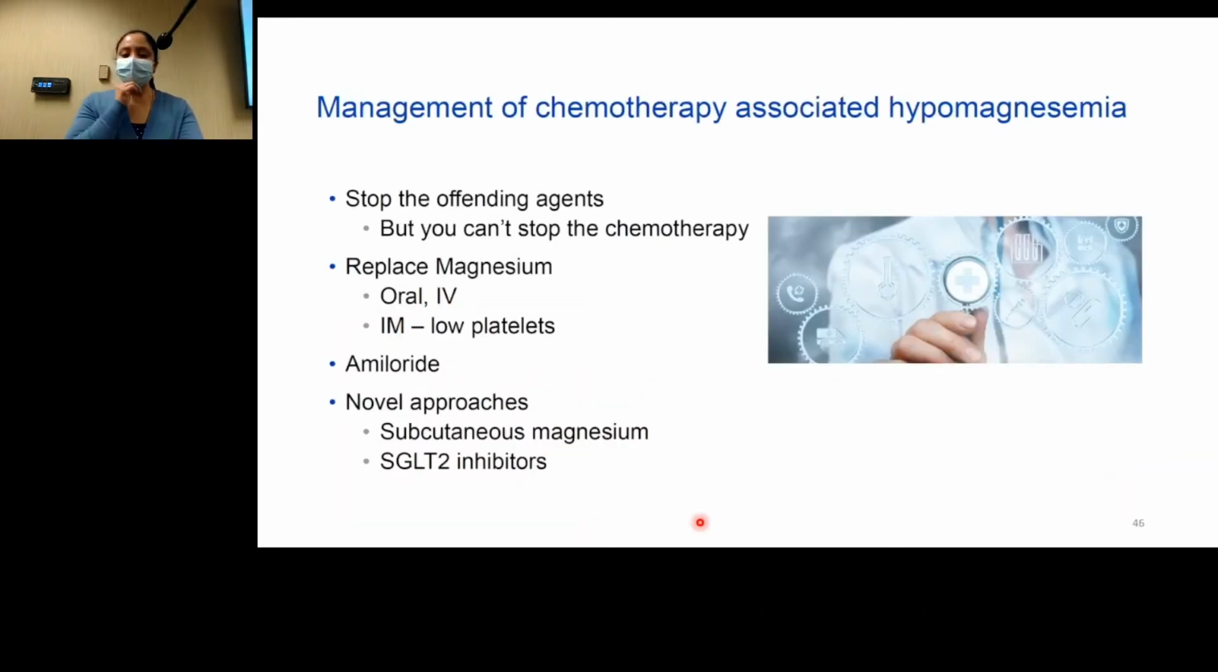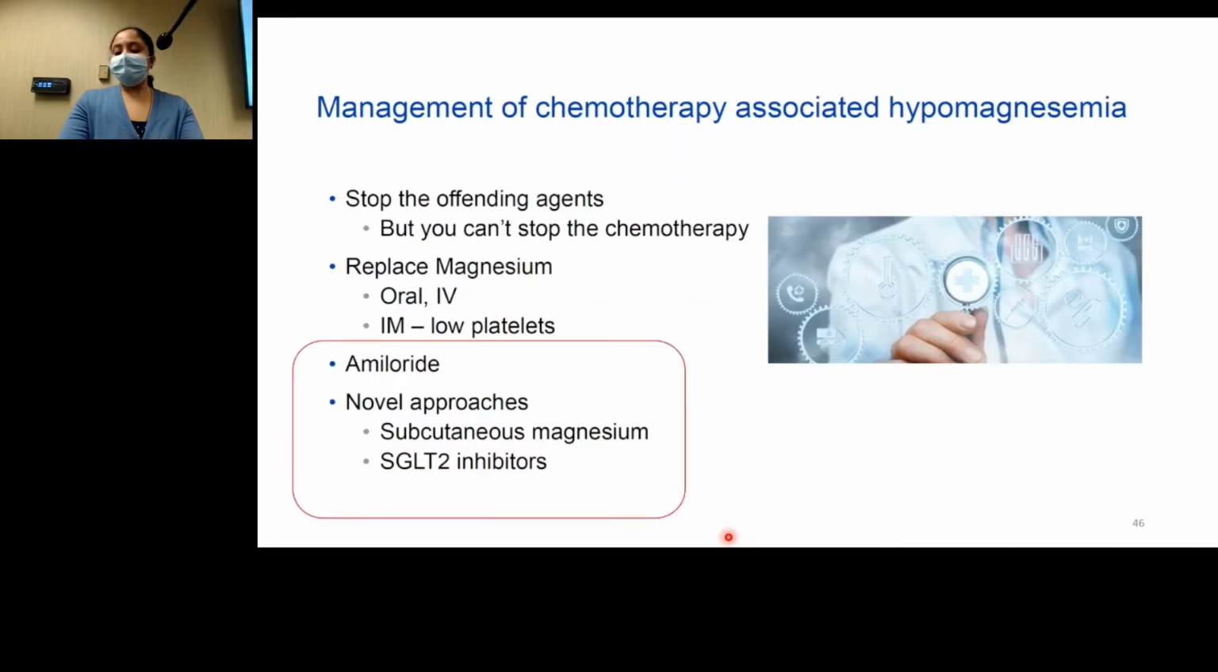And hypomagnesemia, I would say, is the one which I'm seeing more in outpatient referral. Many patients come in asymptomatic and less than 1.5. So management: stop the offending agent, but can't really stop the chemotherapy. Replace oral, IV, and I'll explain the caveats to all of these. IM, but then they are thrombocytopenic and have severe complications. I had one patient who developed buttock hematoma and needed debridement and whatnot because of IM magnesium injections.